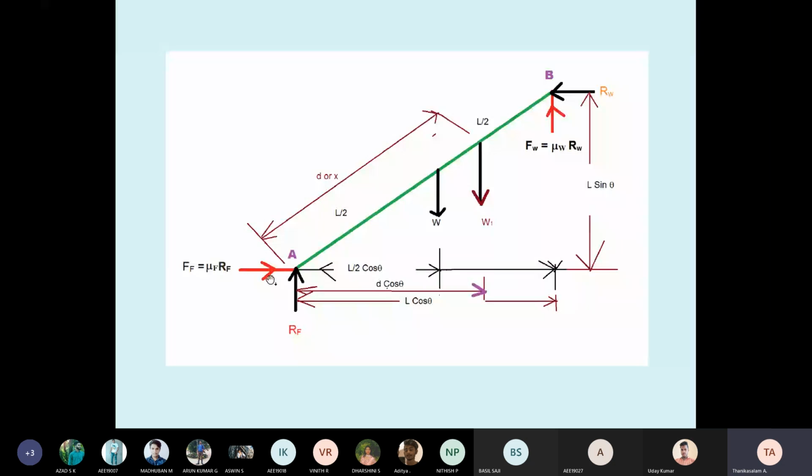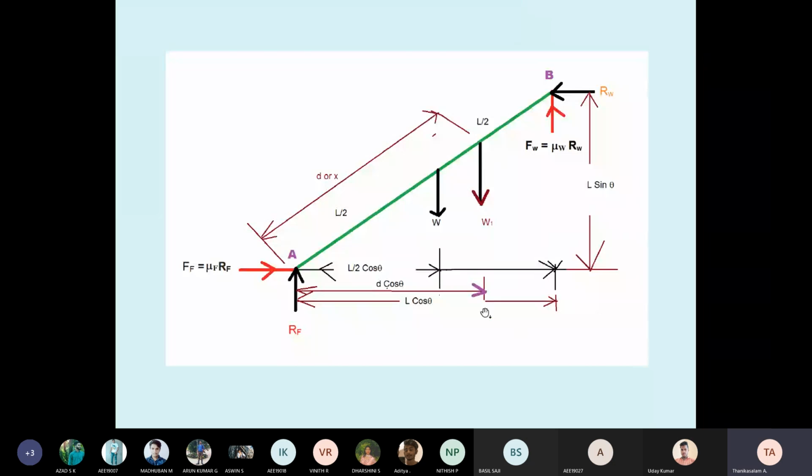So friction always acts in the opposite direction. Students, friction is acting opposite. You understand the concept first, don't memorize. Why is the friction on the right side? Because the ladder may slip to the left side. Similarly, the FW. What is FW? Friction at the wall. Why does it go upwards? The ladder may fall downwards due to weight, so the friction is upward.